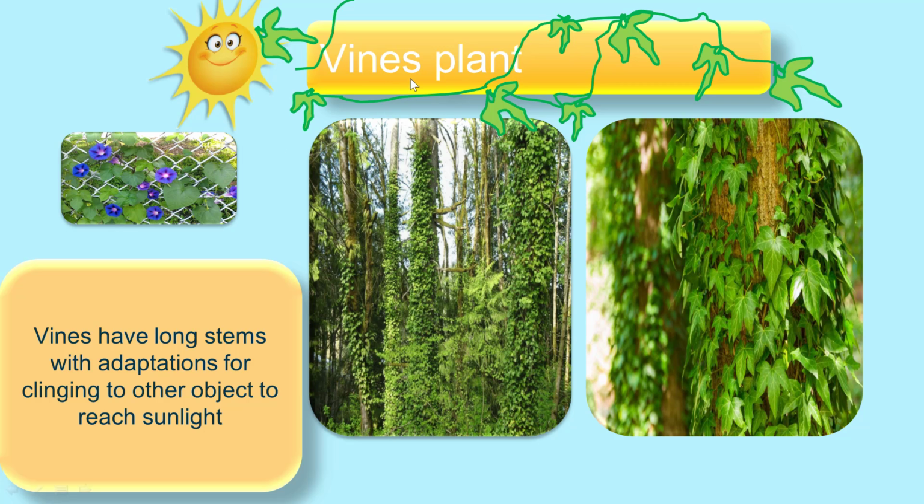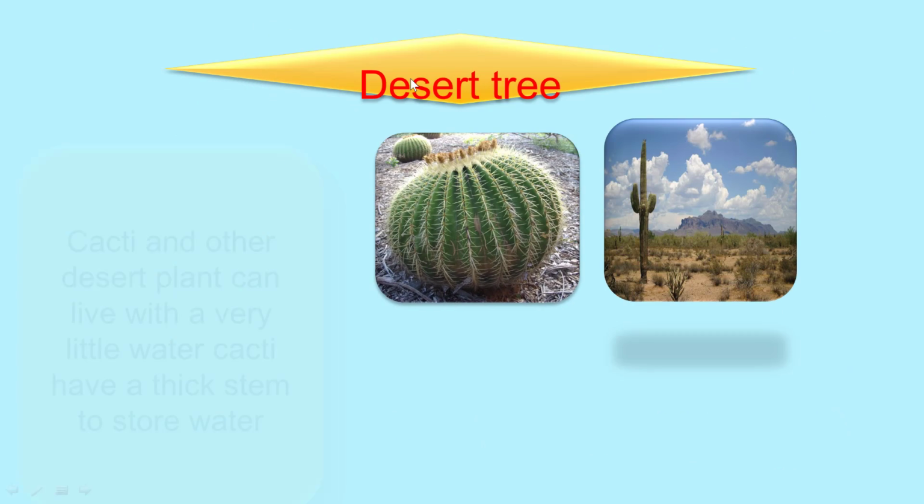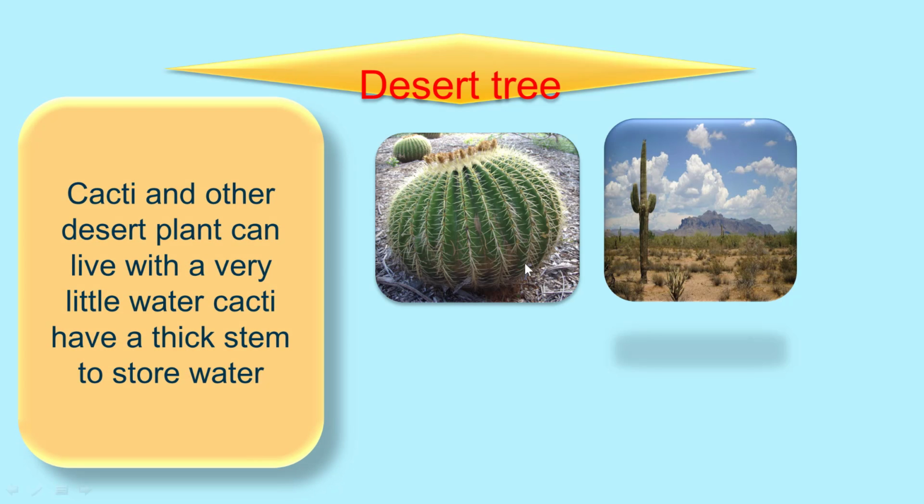For example, vine tree. Also we have desert plants. We have desert, some plants live there. So as you know, in the desert there's very little water and rain, so how can they get enough water?